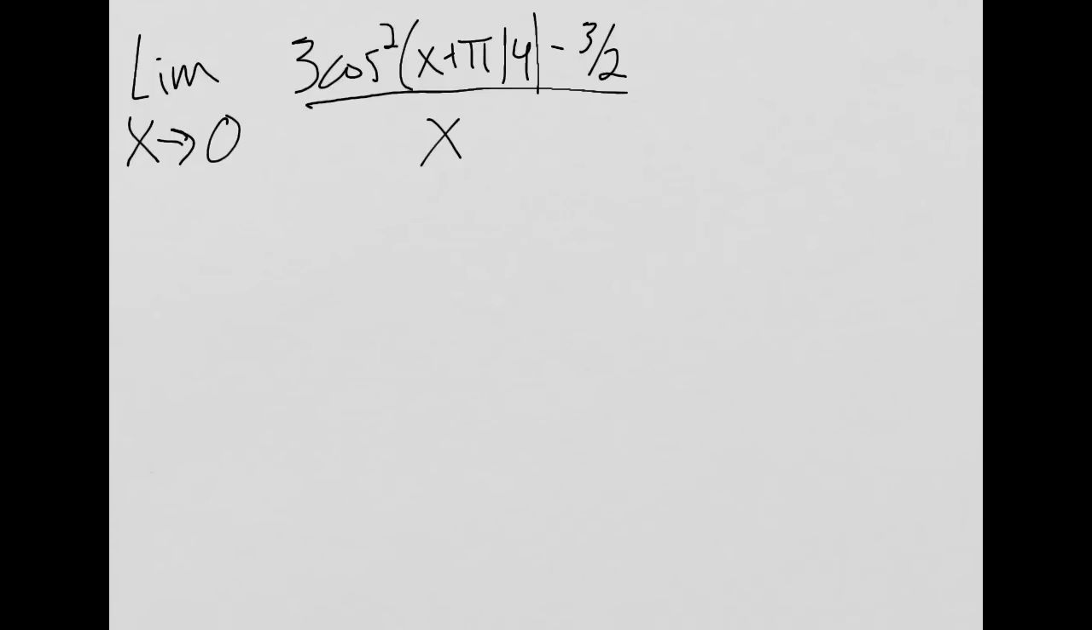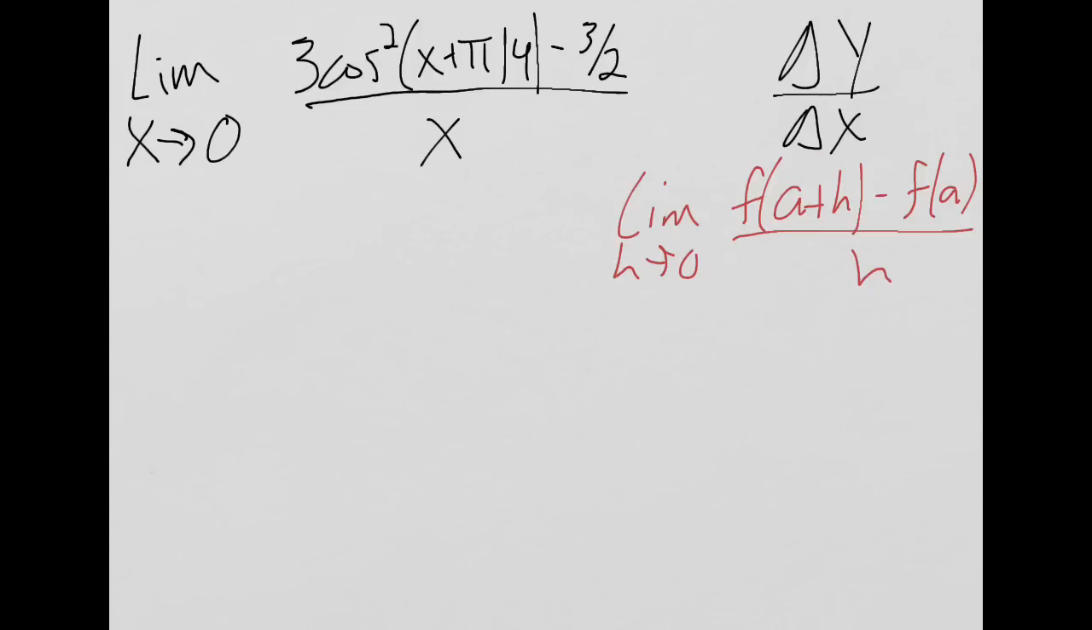This one is similar to part A in that I need to use derivatives to evaluate this limit. Usually I'm looking for a change in y over change in x, and it's usually some limit of change in y over change in x as this piece here goes to 0. So what I wrote in red there is actually one of the many forms of a derivative that we have in limit notation.